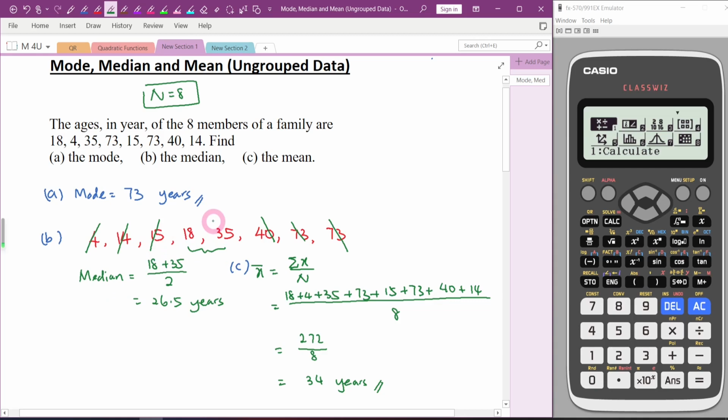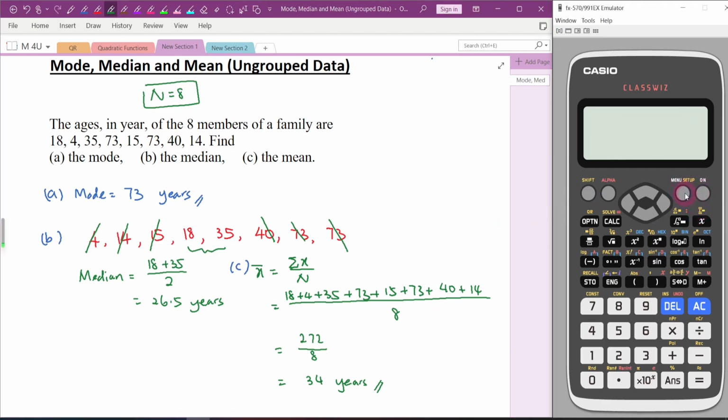So how do we use our calculator to check our answer? Okay, first press menu, then go for statistic. You will notice that there is a number 6, right? You can just use your arrow key like this, or you can just press menu, then just press 6. Okay, now I'm going to use one variable. Okay, now what do I need to do? If you are using your calculator, you don't have to rearrange it. Your calculator will help you to do the job.